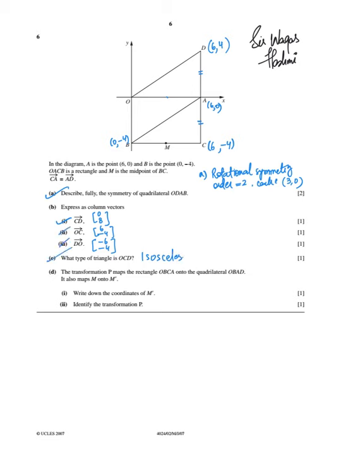After that, the transformation P maps the rectangle OBCA onto the quadrilateral OBAD. It also maps, so that is shear. That part has been eliminated from your course. So it's here. We are not doing it because it is already exempted from CI.